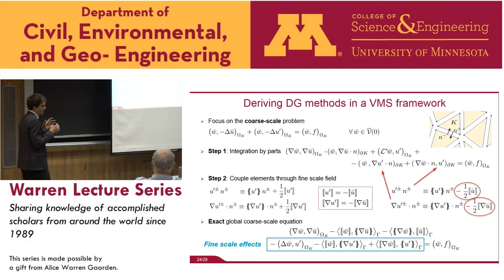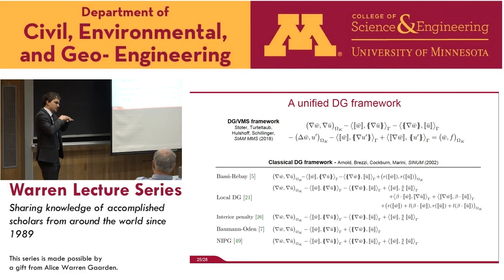So what I want to argue now is that, if you look at this from a more high-level perspective, this is a completely new generalized unifying framework for deriving discontinuous Galerkin methods. And this becomes very obvious if you compare this to the classical DG framework that was derived by Arnold, Brezzi, Cockburn, and Marini about 15 years ago that covers a certain number of methods. So our framework is much broader than that.